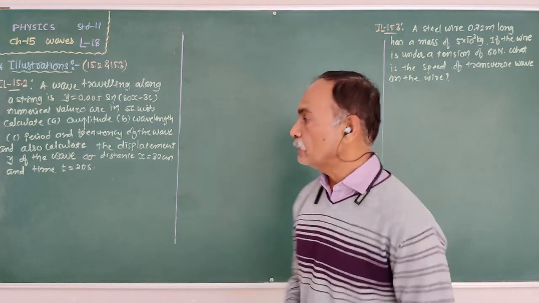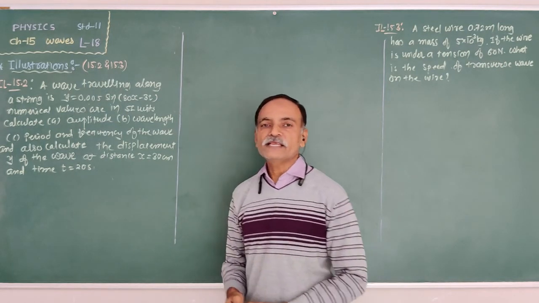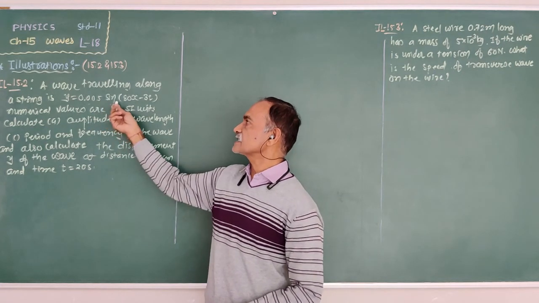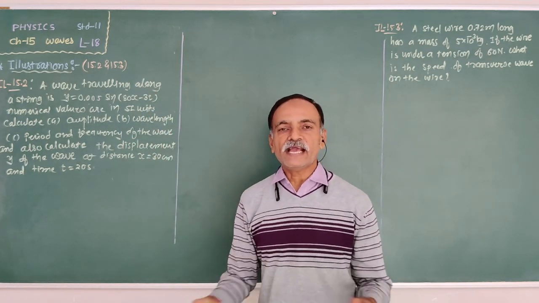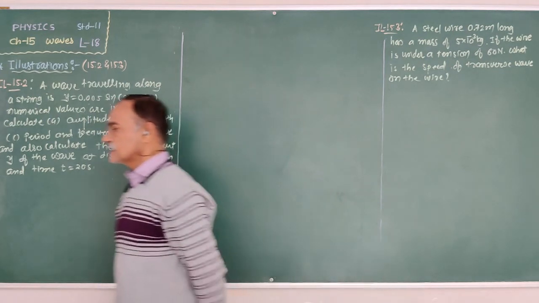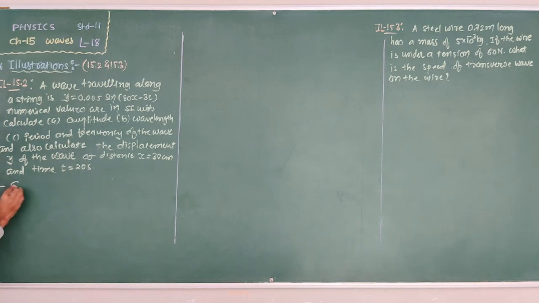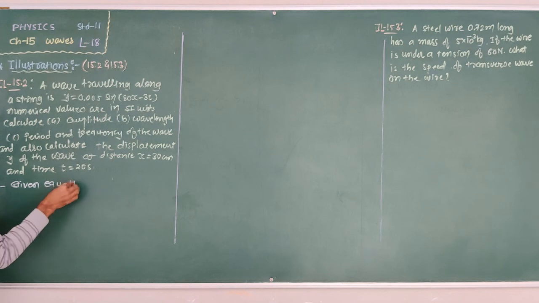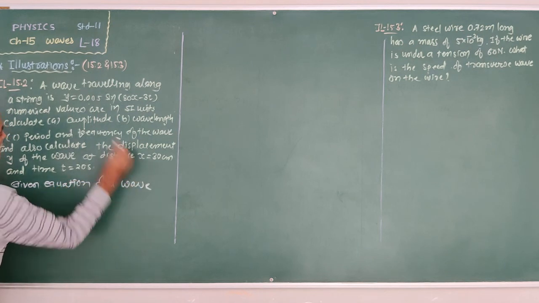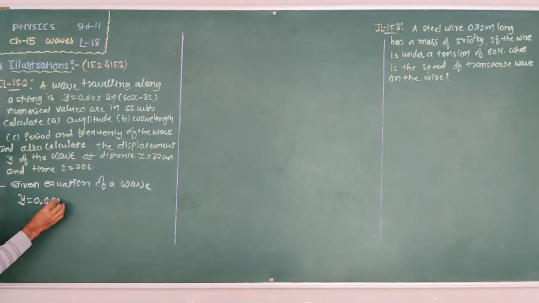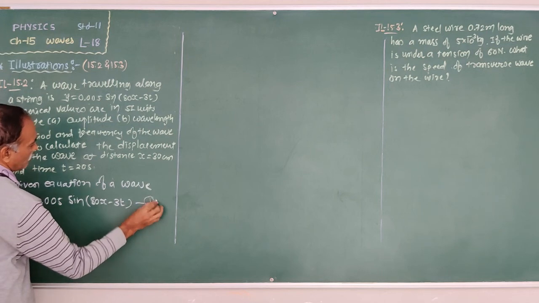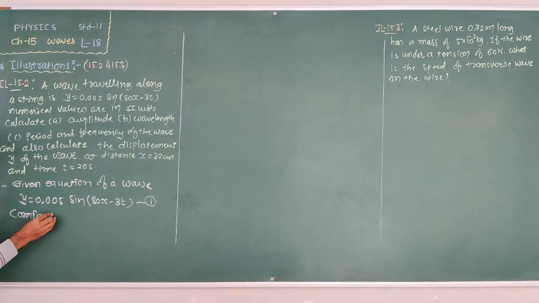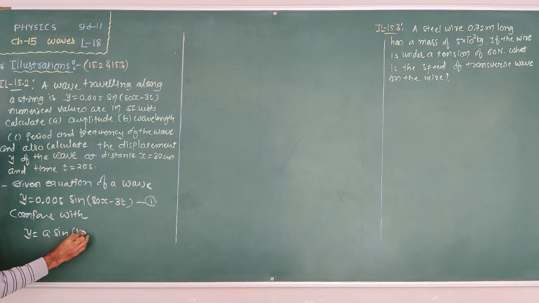So how do we calculate it? We know the standard equation of a wave propagating in the positive x direction: y equals A sin(kx minus omega t). As we compare the given wave with our standard equation, we can directly find out some quantities. The given equation of the wave is y equals 0.005 sin(80x minus 3t). That is equation 1. This equation is compared with our standard equation of the wave, y equals A sin(kx minus omega t).